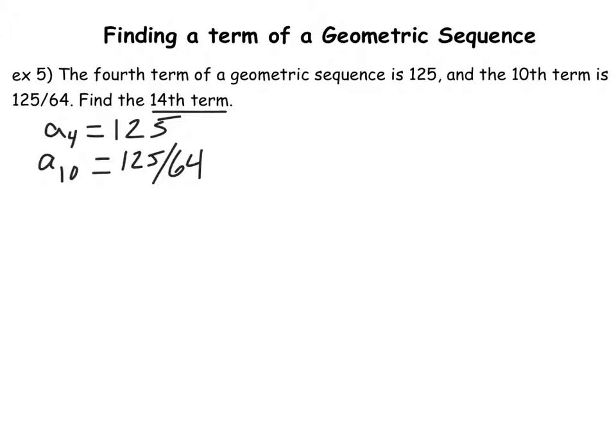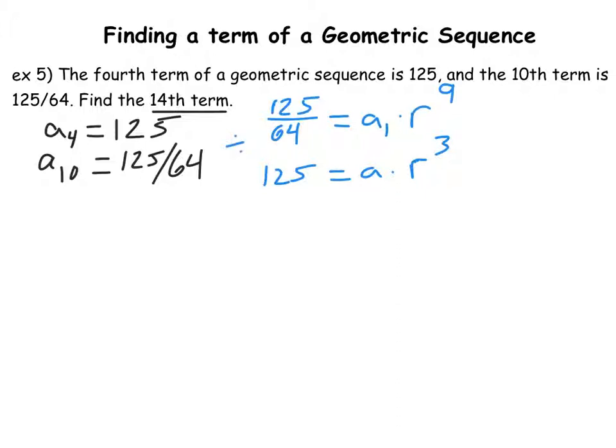We're done. It told us the 4th term is 125, and the 10th term is 125 over 64. Okay? That's enough. We can figure it out from there. So I'll go to our formula and say 125 over 64 is a sub 1 times r to the third power. Whoops. Back it up. I lied. Didn't mean to, though. That would be the 10th term, so this r should be raised to the 9th. The 4th term is 125, so that r should be raised to the 3rd.